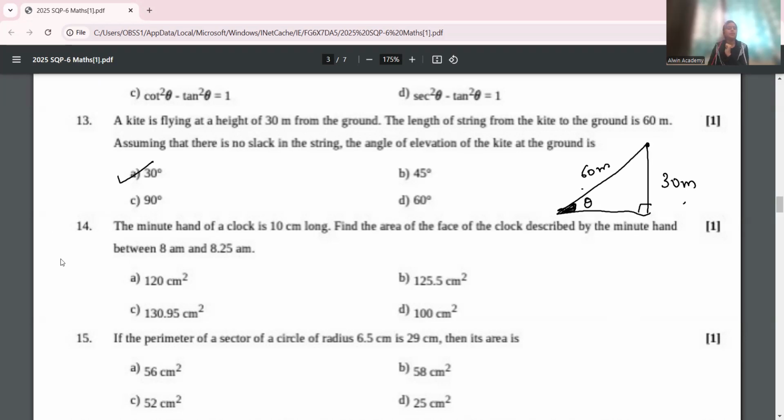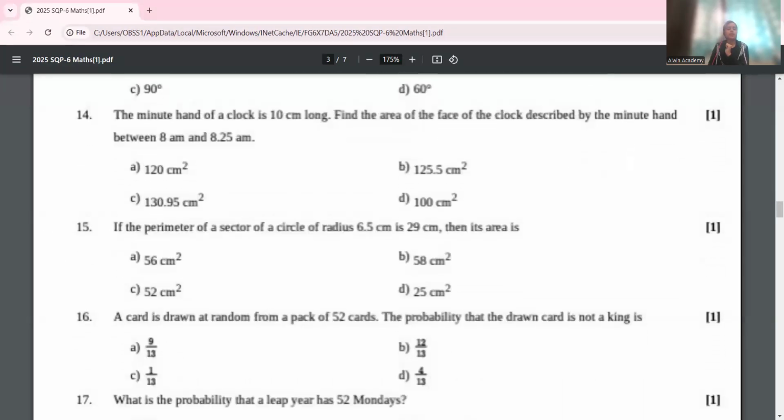Going to the next question, the minute hand of a clock is 10 centimeter long. So we are basically given the radius here. Find the area of the face of the clock described by the minute hand between 8 a.m. and 8:25. At 8 a.m. the minute hand is at 12 and at 8:25 it is at 5. So it has basically covered 5 of those blocks.